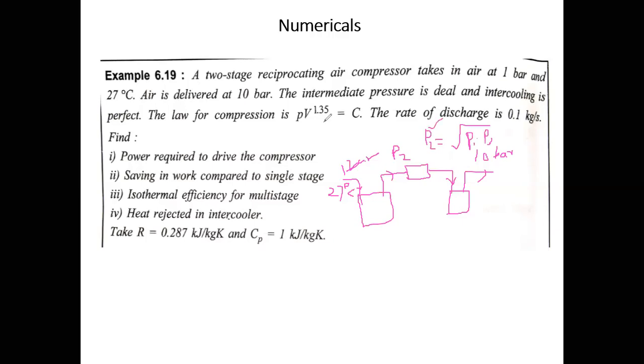Now the law of compression is 1.35 and the rate of discharge is 0.1 kg per second. The value of R is given, the value of Cp is also given. What we have to find out? The power required to drive the compressor. So you have to follow the same procedure as you solved the numerical in the first stage. So first, we find out the power required to drive the compressor.